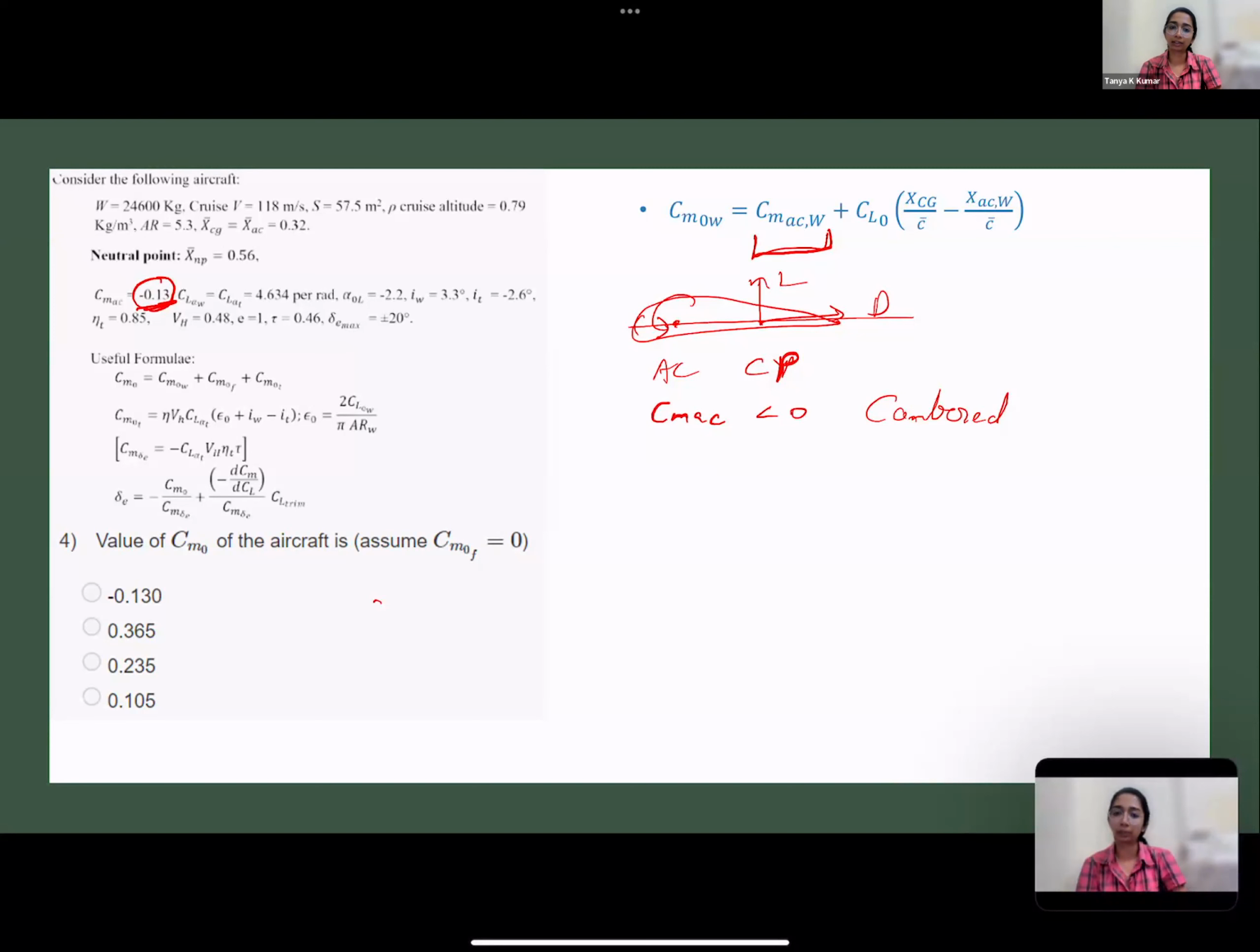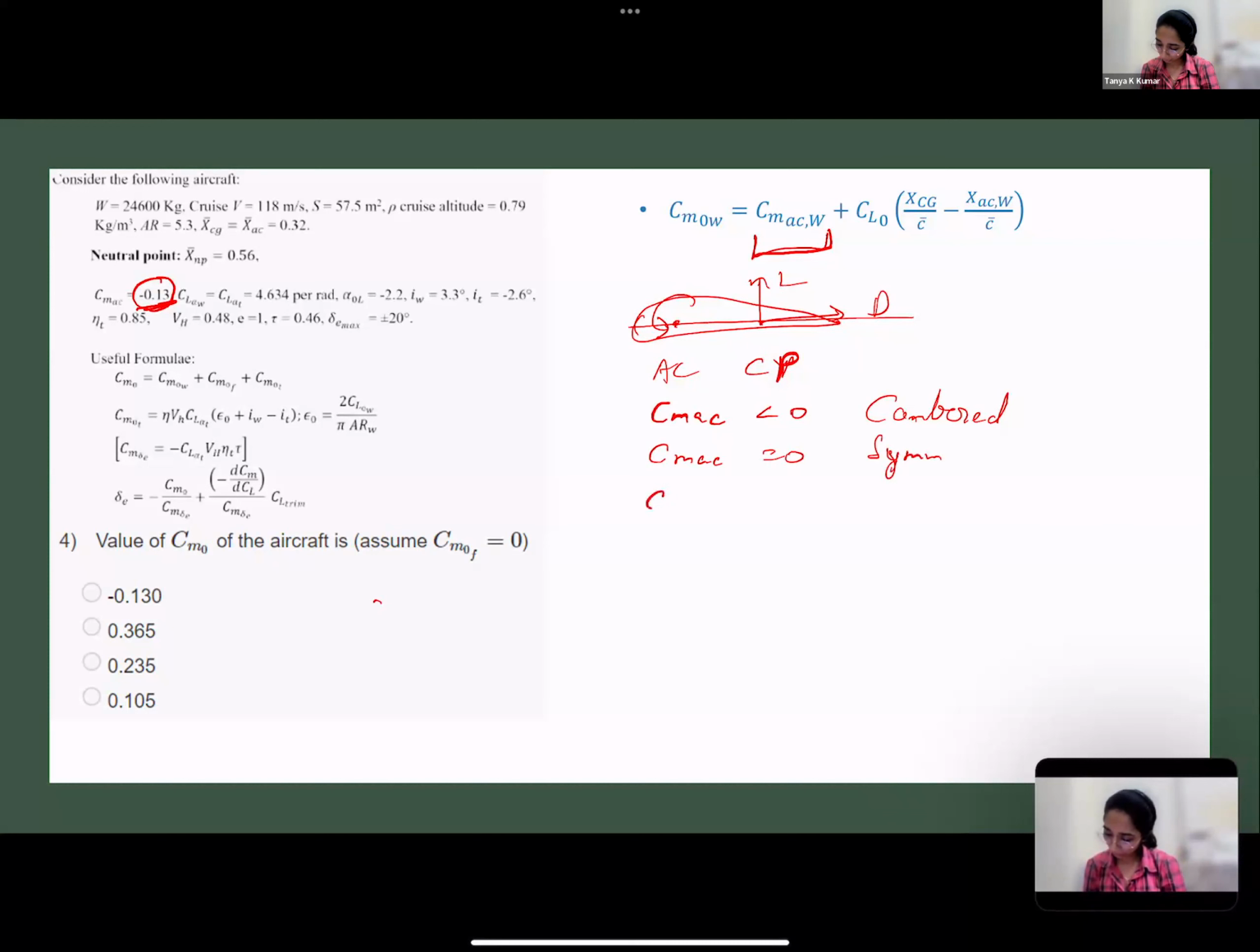CMAC of a symmetric airfoil would be zero, positive, or negative. What would it be? Zero. Correct, Sandra. You're right. Why is it zero? It's zero because for a symmetric airfoil, the aerodynamic center and the center of pressure are the same. So when you transfer the forces, your lift and drag will not contribute to any moment, right? It's at the same point.